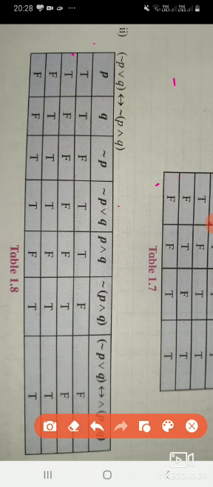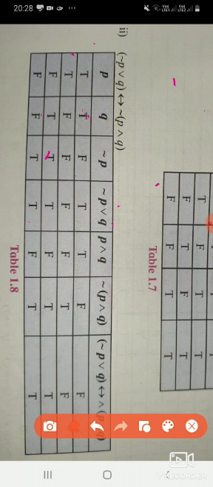OR table. Negation of P and Q we are going to see. Negation of P is already here, Q is here. False and true, true. False and false, false. True and true, true. True and false is true. So one table, the OR table, we have used.